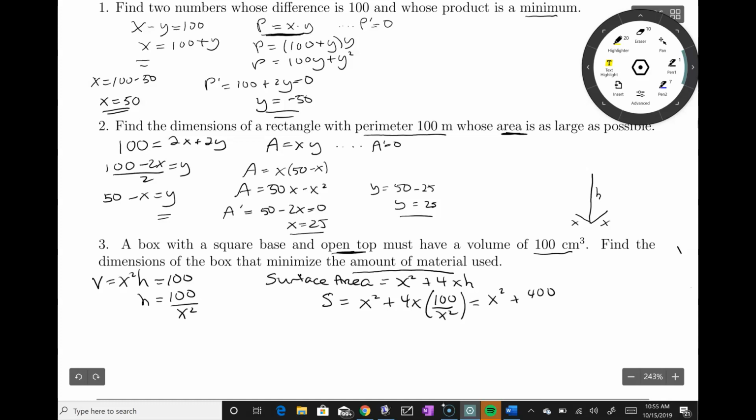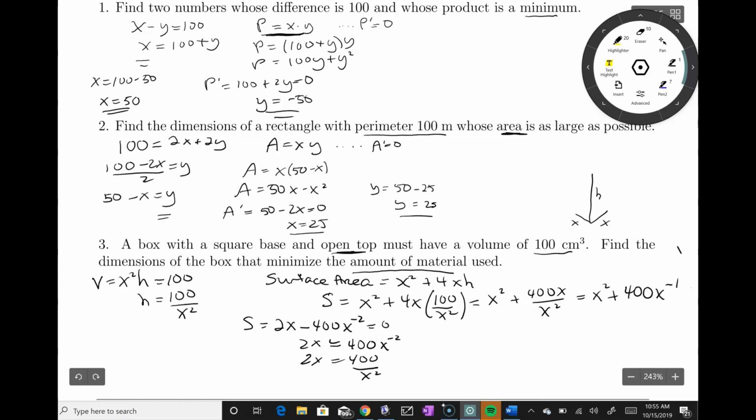So I get 400x over x squared, so that turns into x squared plus 400 x to the negative 1. I'm getting it ready like that so that I can take the derivative in the next step. So the derivative will be 2x minus 400 x to the negative 2, and I'm setting that equal to 0. So I'm going to move this to the other side. So I get 400 x to the negative 2, or 2x equals 400 over x squared.